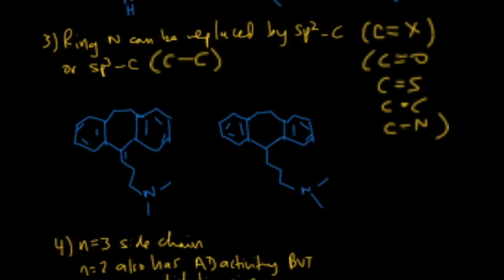Number four. Oh yeah, so in these examples, is this one an sp2 hybridized carbon or sp3 hybridized carbon? It's an sp2 hybridized carbon. I'll write that for you. Sp2 hybridized carbon. And is this ring over here an sp2 or sp3 hybridized carbon? It's an sp3 hybridized carbon.